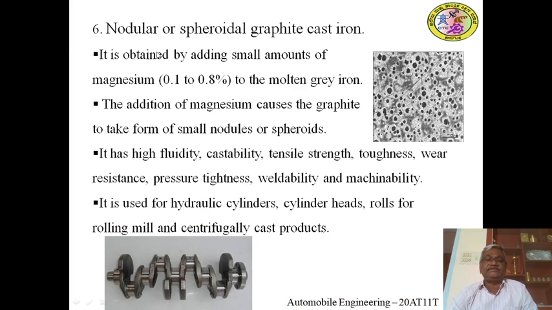Next one is nodular or spheroidal graphite cast iron. By adding a small amount, 0.1 to 0.8% of magnesium, to the molten grey iron, we get spheroidal graphite cast iron. Here the graphite is converted to small nodules or spheroids.